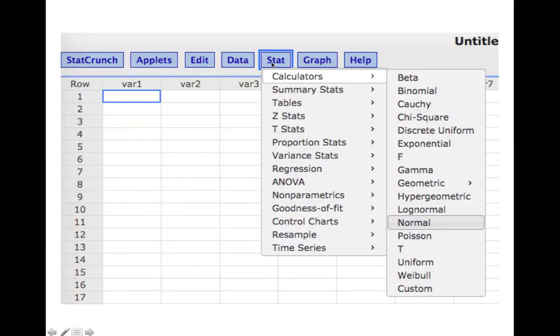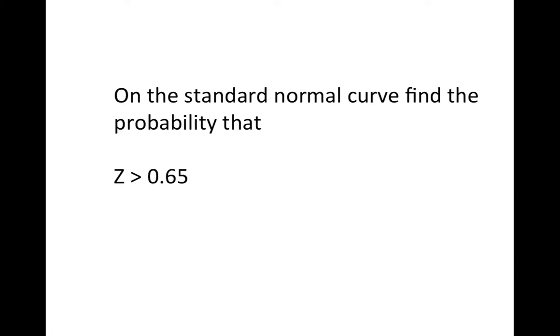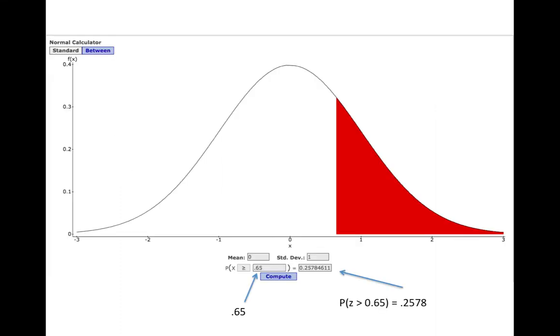From the StatCrunch menu, you're going to pick Calculators and then scoot down to Normal Calculator. So let's see how to use the normal calculator. Suppose we wanted to find, on the standard normal curve, the probability that a z-score exceeds 0.65. First of all, we'd make sure we had clicked on standard. The default is a mean of 0 and a standard deviation of 1, the standard normal curve.